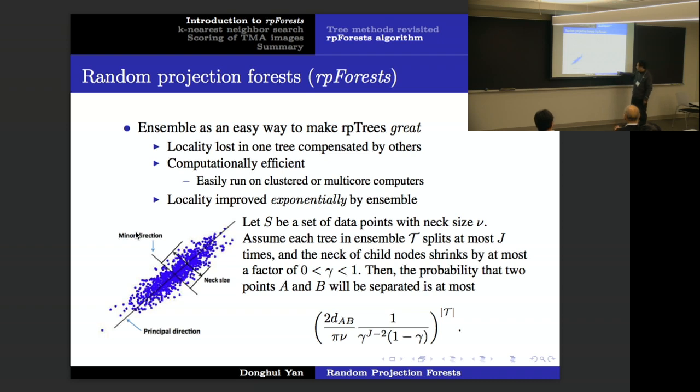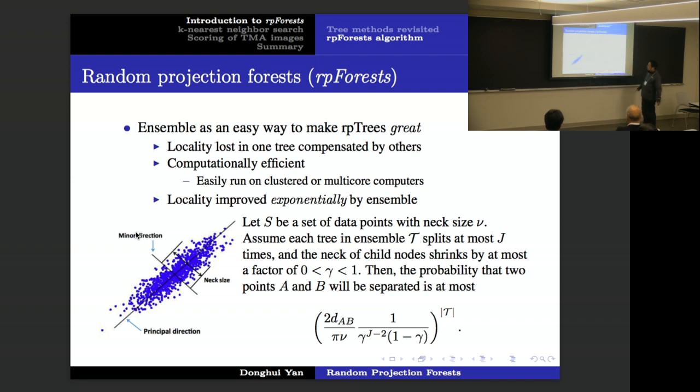Okay, so this formula looks a little complicated, but actually it has a nice interpretation. This is the number of trees. So if you have more trees, this probability will be very small, which is desirable. This is good. Another nice thing is a particular constant which is useful, called mu.